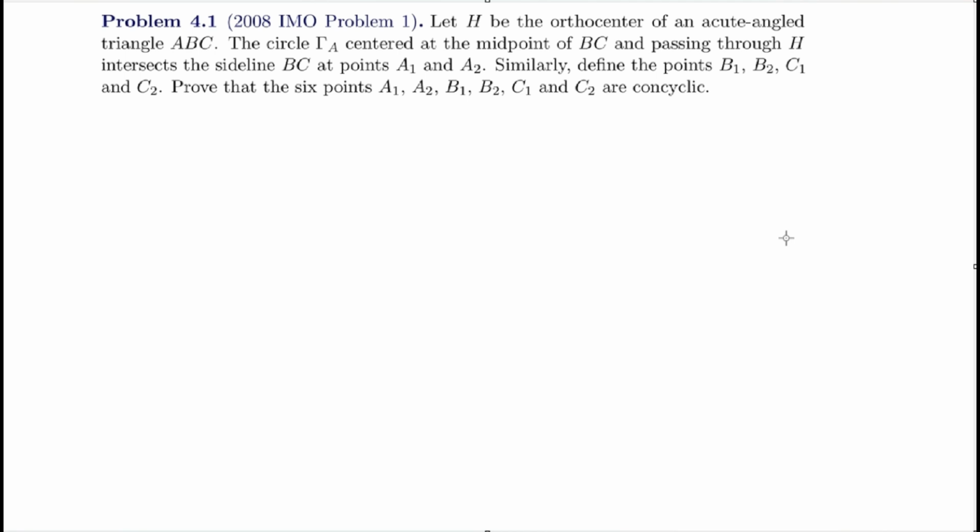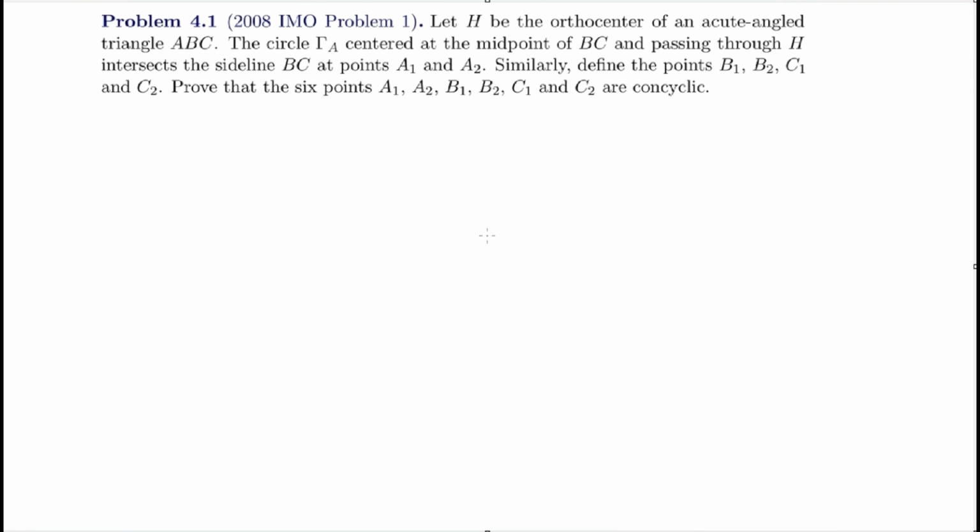All right, so please try this problem on your own first and try your best to solve it. Go ahead and pause the video right now and try solving it. I'm going to be discussing the problem after you try it. So pause the video right now and go try it.